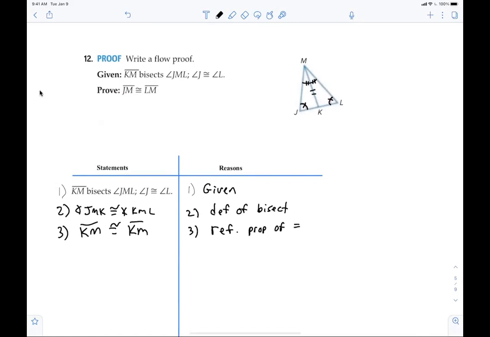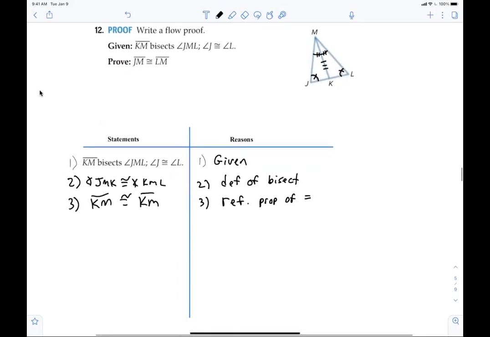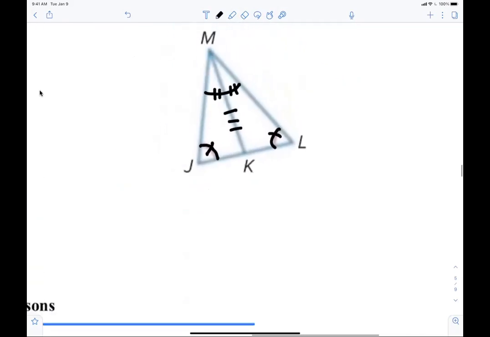Okay, now I'm marking 3. Now what? JM is congruent to LM. Are the triangles congruent now? Yeah. Why? Angle side angle. Really? Look carefully. This is angle side. Everybody, people make that mistake, so I'm trying to correct it now. Is everybody seeing that is not angle side angle? That is what? Angle side.